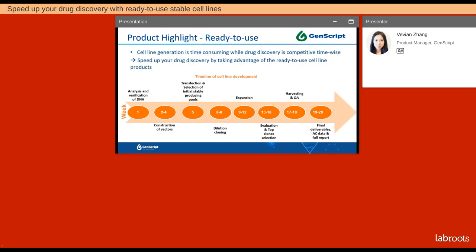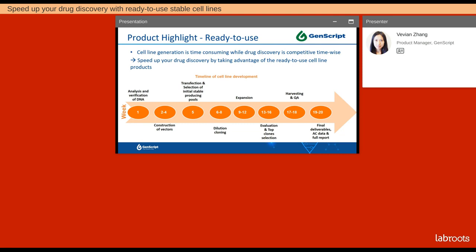The next product feature we offer from our stable cell lines, which will be very valuable to you, is that they are ready to use. As you may know, cell line generation is very time-consuming work, but drug discovery is very competitive, especially time-wise. As you can see in the timeline of cell line development in the diagram here, I'm showing you the number of weeks for each step.